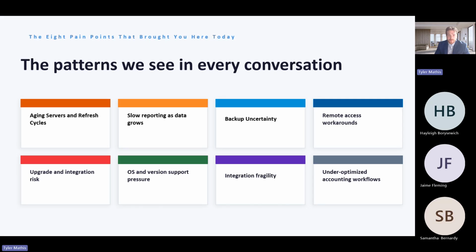Number 7 is integration fragility, making sure that your other applications you're using can integrate with that current server you're running. And number 8 is under-optimized accounting workflows. So that last one really has to do more so around the performance itself of Sage. Is it running as well as it can on the hardware that it should?